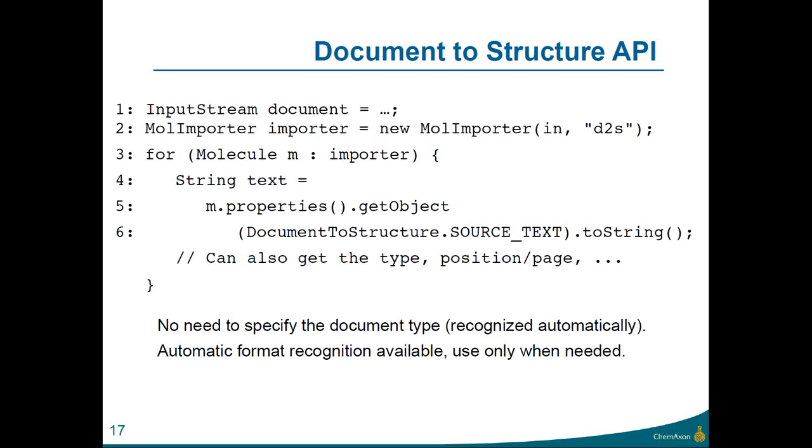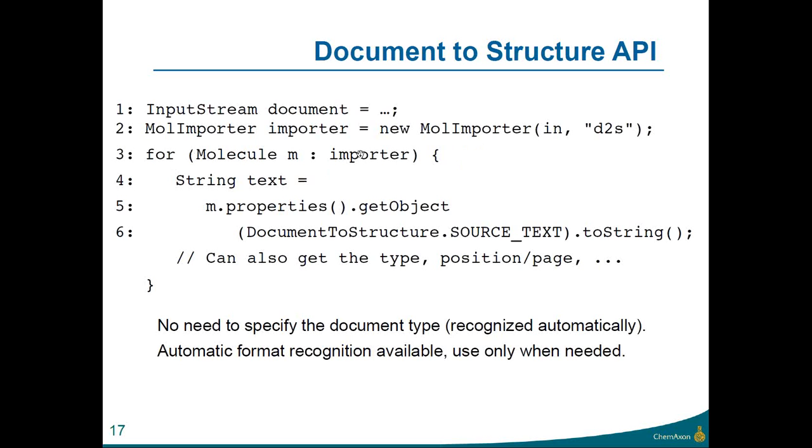So you have a file or you have an input stream as an input, and so you can create a Molimporter. In this case, you can say that instead of name, it's document to structure. So D2S is the abbreviation for that. And again, you could not mention that, and then in that case, you actually have a Molimporter which could import anything. So it could be an SD file or it could be a PDF, and you actually use exactly the same API. In this case, if we know that we have documents, then we can specify it. It's a good idea when you know it.